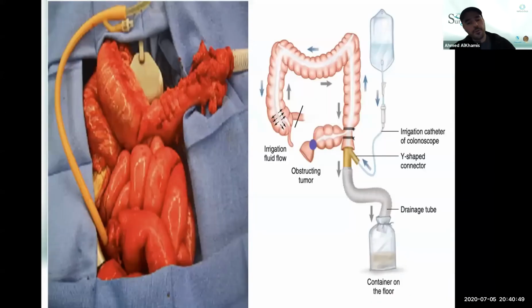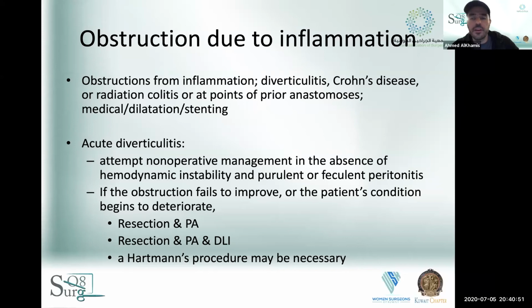Inflammation, you guys are going to talk about this later, but it could be from diverticular disease, Crohn's, radiation. If you had an anastomosis with a stricture and you want to dilate, this basically can cause an obstruction. So an anastomotic stricture can cause an obstruction. And also acute diverticulitis by itself can cause an obstruction.